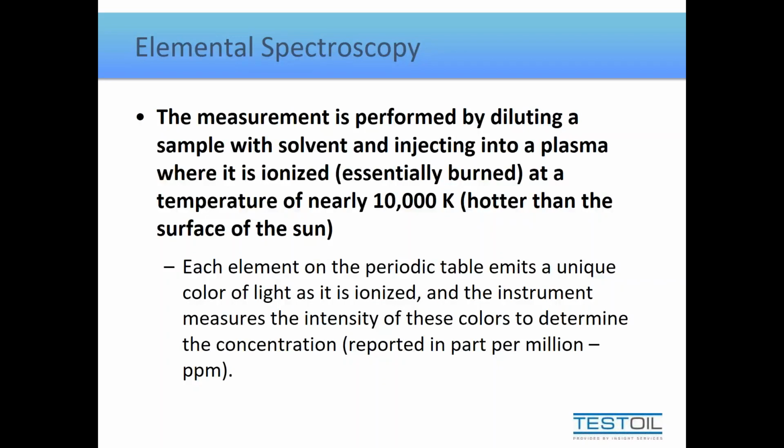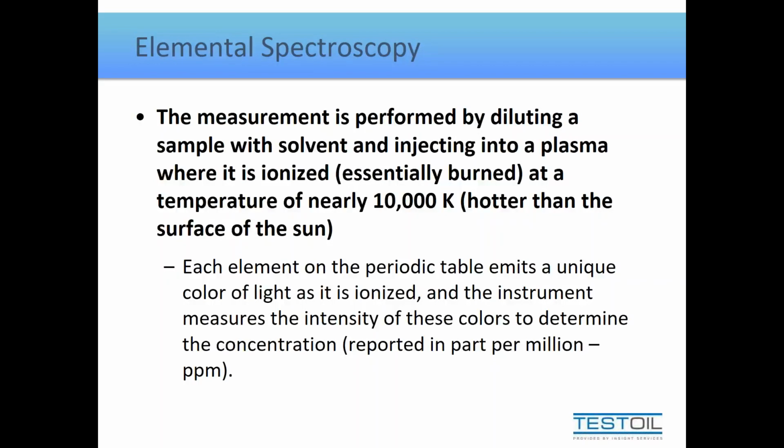Now, once we put the sample into the plasma, it is ionized. For lack of a better word, think of it as burning. The temperature of this plasma is nearly 10,000 degrees Kelvin, which is hotter than the surface of the sun. So pretty much anything that goes into here, whether it be liquid or solid, it's going to burn, or more correctly, it will ionize.